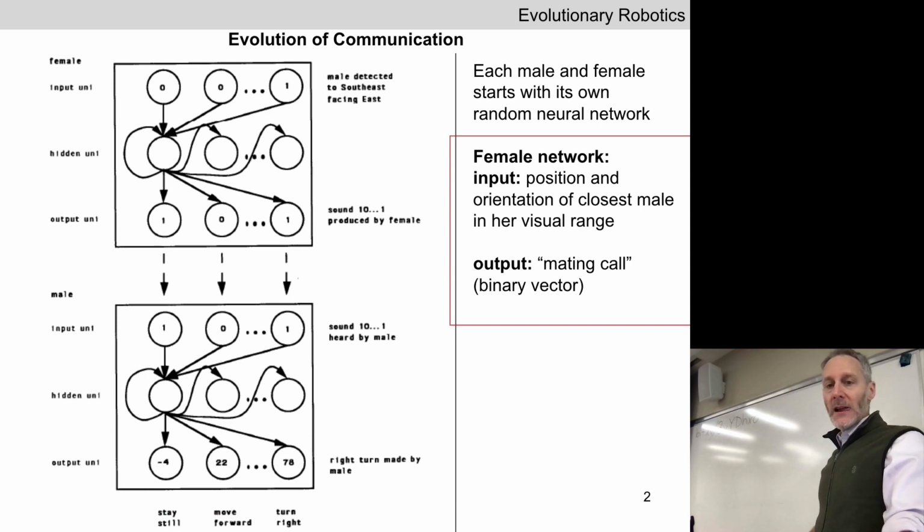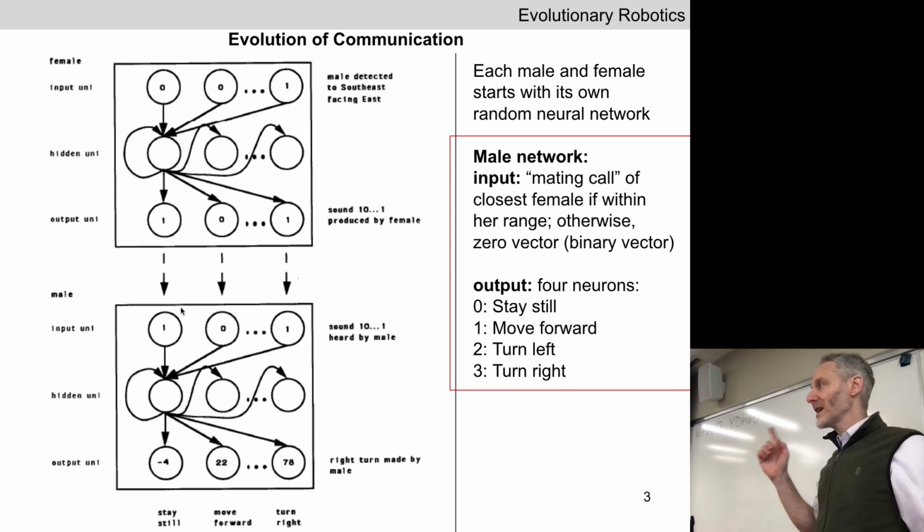Okay. The male network, which again has the identical cognitive architecture: the input layer of the male network is the mating call of the closest female to that male, if the male is within her range.